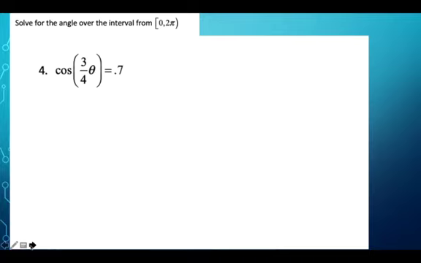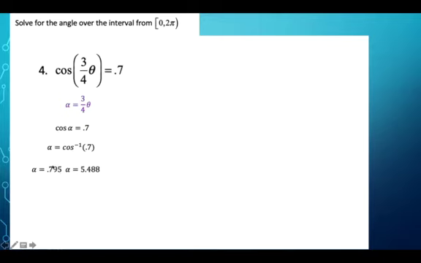Okay, last example that we're going to do together is cosine of 3/4 theta equals 0.7. So when we think about that, we're talking about 3/4 of the circle. I'm not talking about the whole circle, I'm not talking about half the circle, we're talking about 3/4 of the circle. So let's go ahead and start. We're going to say alpha is equal to 3/4 theta. And because 0.7 is not a value that I know from my circle, I'm going to use my calculator. So I end up with 0.795.